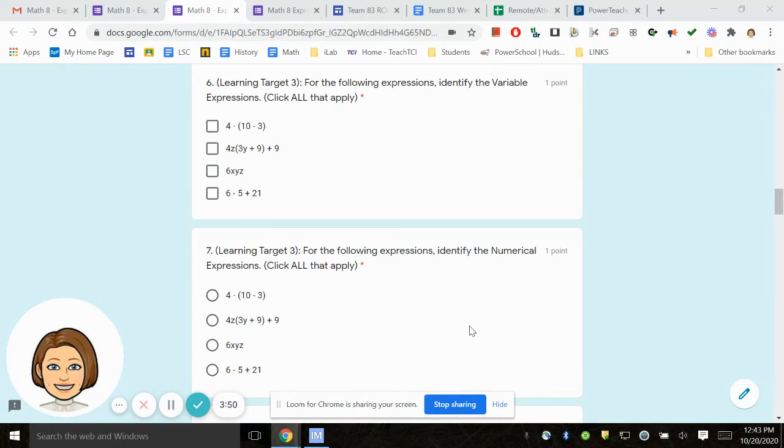Number 6, for the following expressions, identify the variable expression. Click all that apply. So find just variable expressions. There might be more than one. The first one says 4 times the quantity of 10 minus 3. The second one, 4z times the quantity of 3y plus 9 plus 9. Third one, 6xyz. And the last one, 6 minus 5 plus 21.